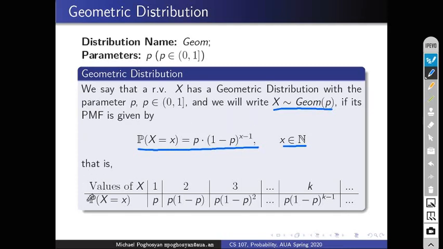So in the table form, the PMF is the following. The probability that X is 1 is P. The probability that X is 2 is P times 1 minus P. The probability that X is taking the value 3 is P times 1 minus P squared. The probability that X is k is P times 1 minus P to the k minus 1. So what is this showing? Assume we have a simple experiment where P is the probability of success.